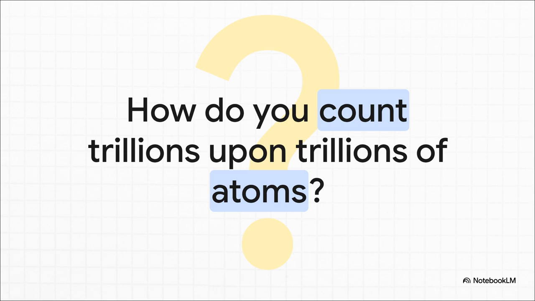Now seriously, think about that for a second. It's a completely impossible task. So chemists developed one of the most important ideas in the entire field, a truly ingenious solution for counting. Instead of trying to count individual atoms, they decided to count them in gigantic groups.